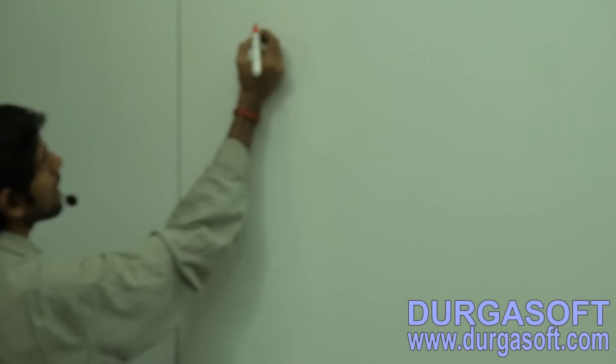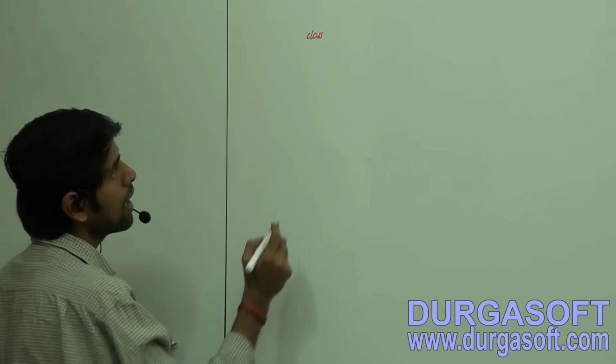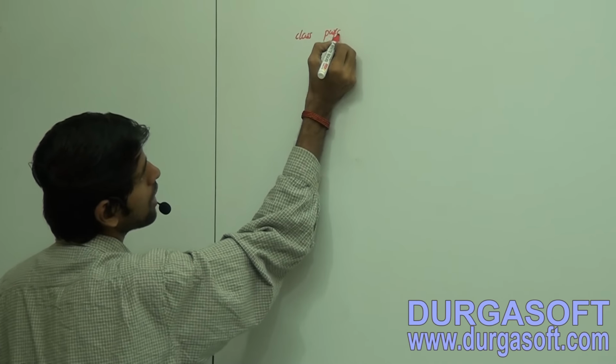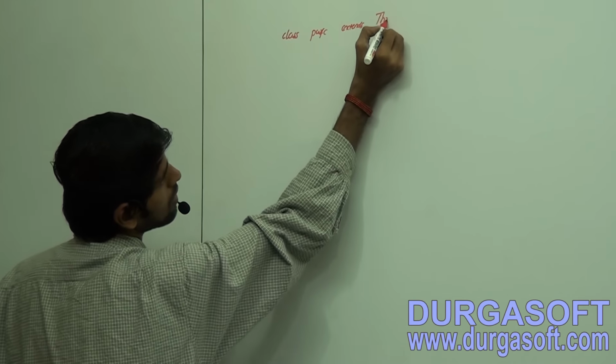Let me take the class. So simple code, but we have to use the brain. That's it. Okay, class PWFC extends what? A thread.